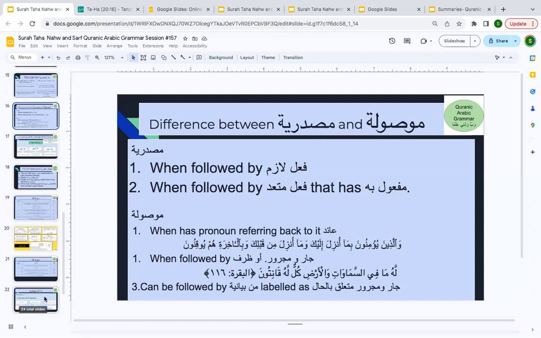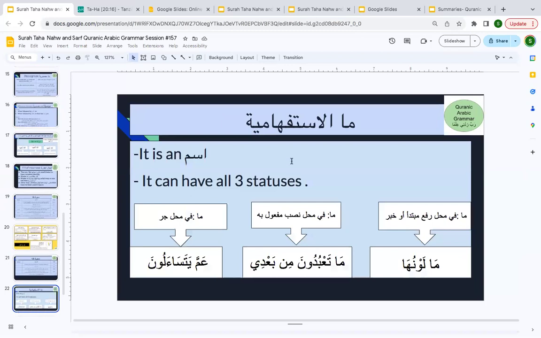And then we also went over ma al-istifhamiyya, which can be found in all three statuses. Yes or no? You all agree that when we covered ma, we went over that it is an ism and it can have all three statuses. When it is preceded by a harf jar, what happens to this ma? If it has a harf jar before it, it is going to be jar in status.